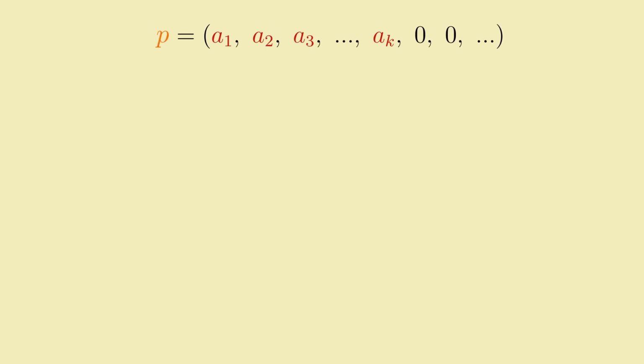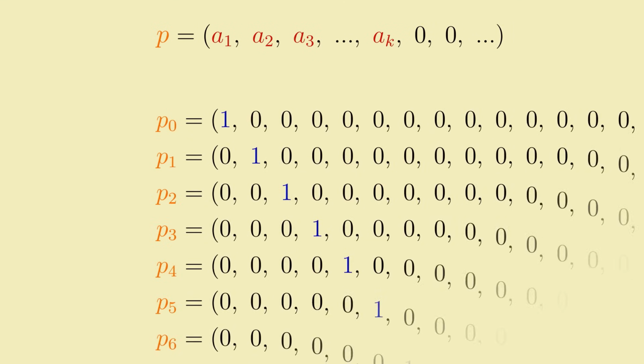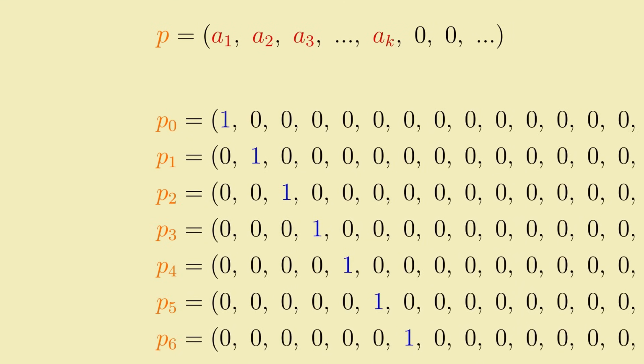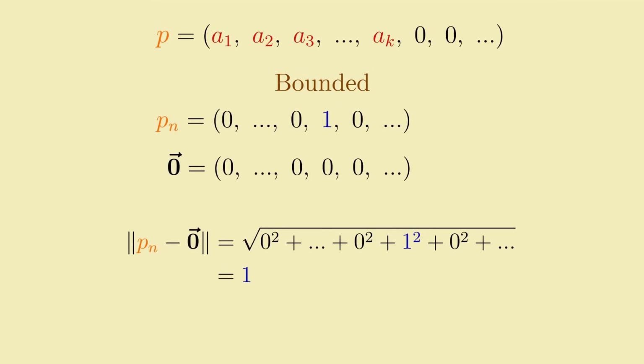With this in place, consider this sequence of points, which are actually lists. Each list contains only a single one surrounded by nothing but zeros, where the nth list in the sequence has a 1 in the nth place. This sequence of lists is bounded. All of them are a distance of 1 away from the zero list. But it doesn't converge. This sequence of lists doesn't approach any list.